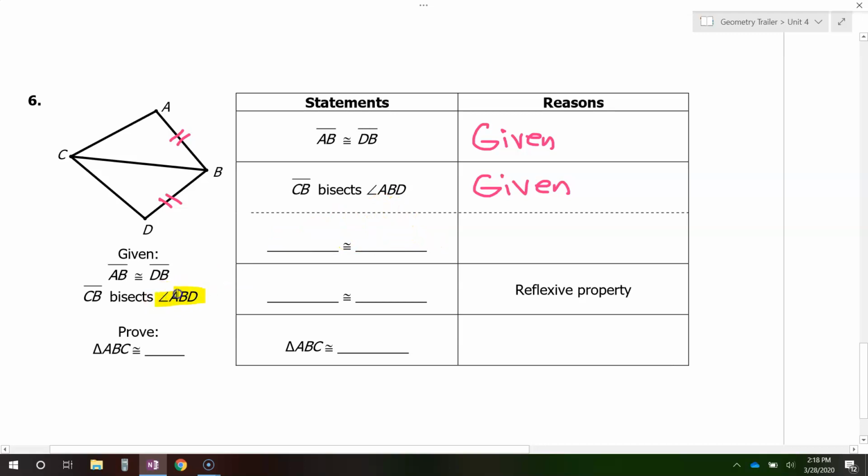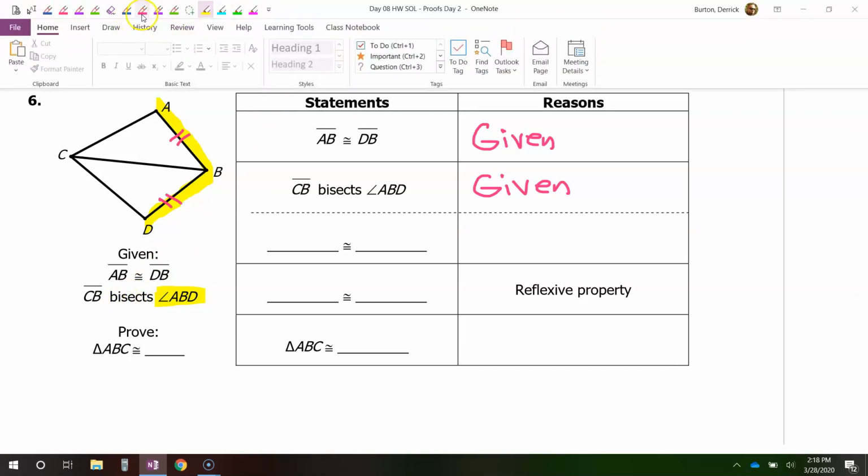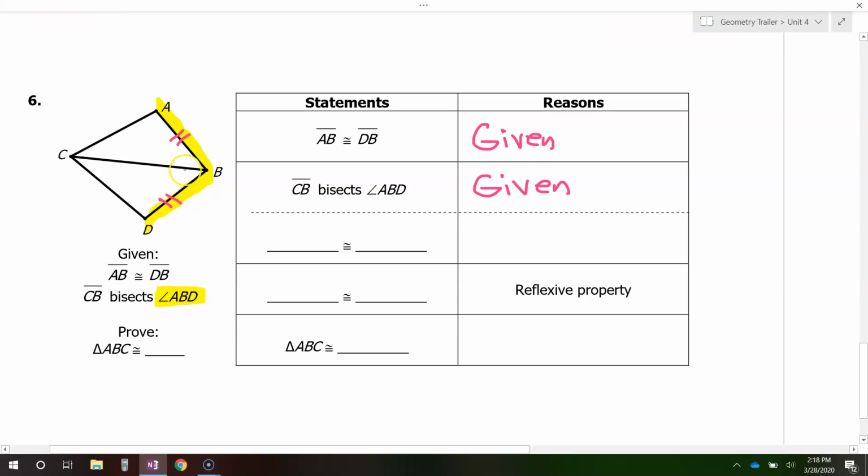Start with angle ABD though. ABD is this angle right here. ABD. That is angle ABD. Bisect means cut in half. All right, so if we cut this angle in half, that means that this half is going to equal this half. All right, so that's what we put for the next statement. Angle ABC is congruent to angle DBC.